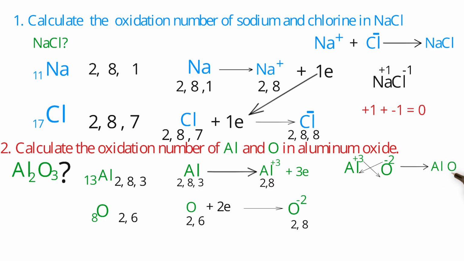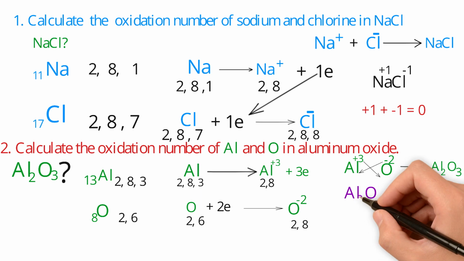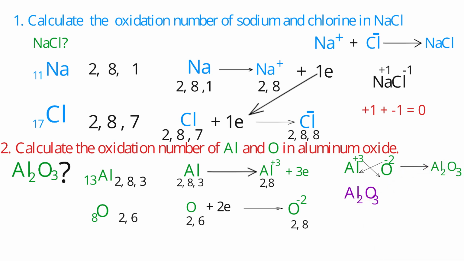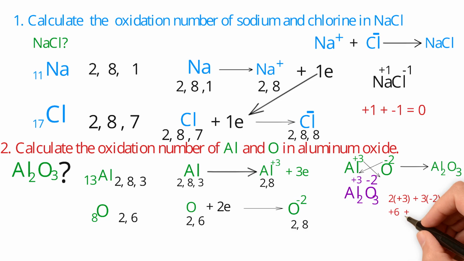The oxidation number of aluminum in aluminum oxide is plus 3 for only one atom. That of oxygen in aluminum oxide is -2, only one oxygen atom. But the total oxidation number of aluminum is +6, that of oxygen is -6. Therefore, +6 plus -6 equals 0, because the sum of oxidation numbers of all atoms in a neutral compound is equal to 0.